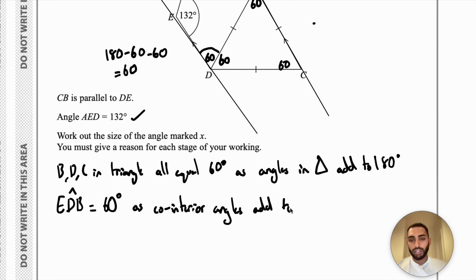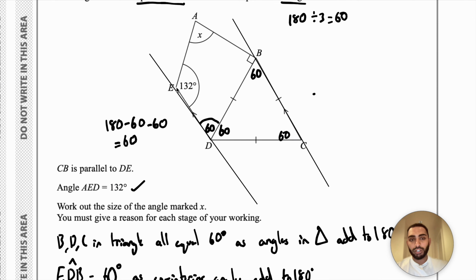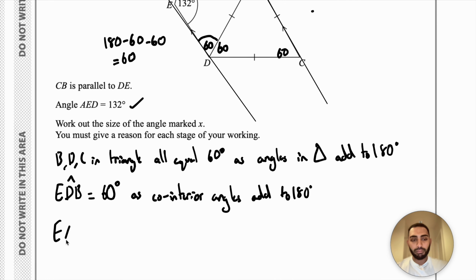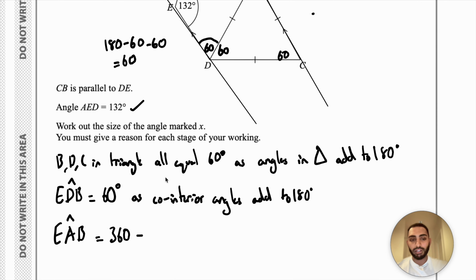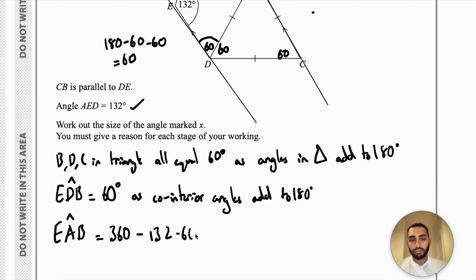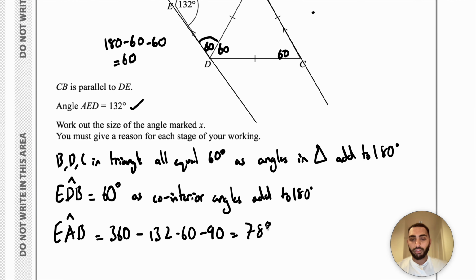add to 180. I'm trying to find this angle X, and remember we've got a quadrilateral going on over here. That means all of these angles inside this quadrilateral would add up to 360. I've already got 3 of the angles, I just need to find this missing one. So we're trying to find EAB, and that would be equal to 360 minus 132 minus 90 and minus 60. That's equal to 78. So the angle that we're trying to find is 78.